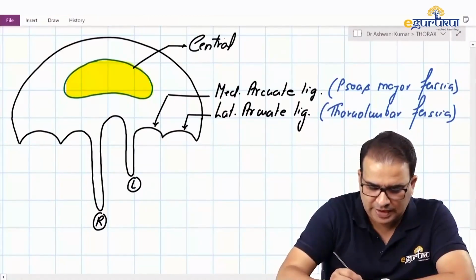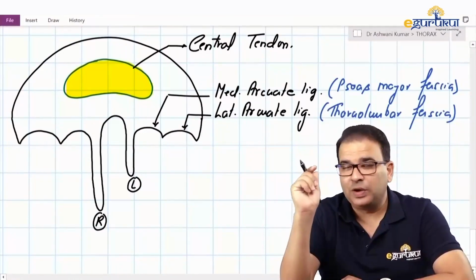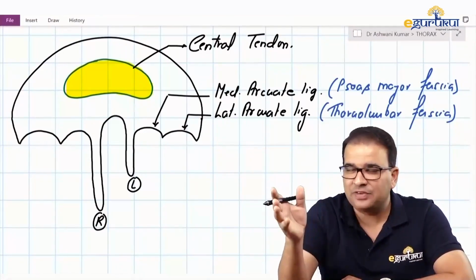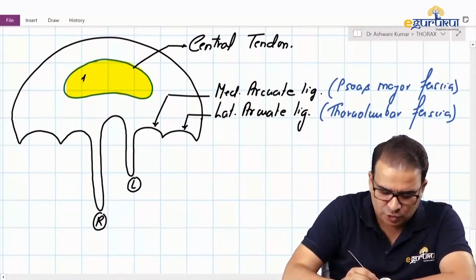This is the central tendon. And then we said we got three major openings. Now, where was the first major opening? It was on the central tendon, but more toward the right side. So even when you draw it, make sure to draw it toward the right side.